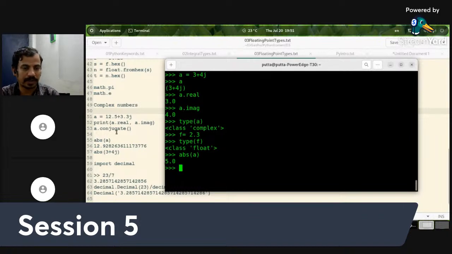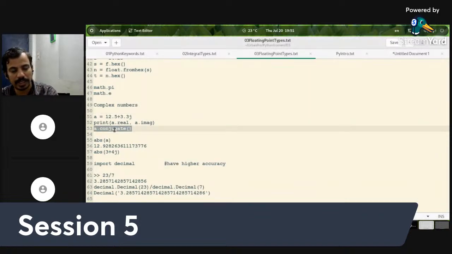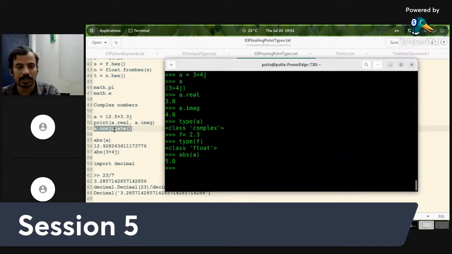And you also have a conjugate operation. For every complex number, you have a corresponding conjugate. To find the conjugate, you type a.conjugate, or whatever number you have taken, a, b, whatever. So if a is 3 plus 4j, its conjugate is 3 minus 4j.